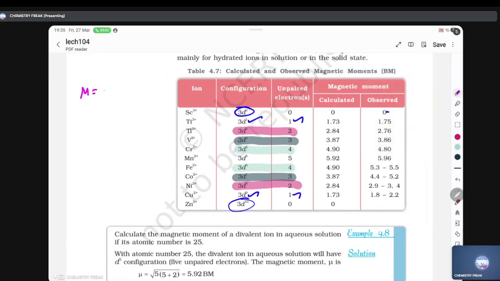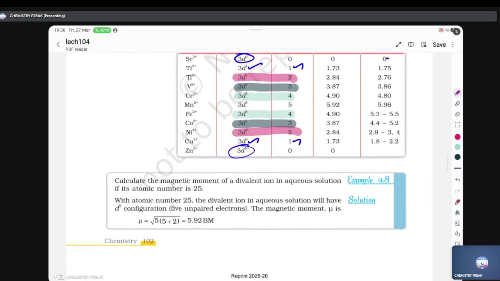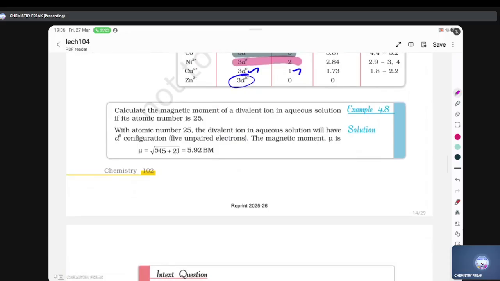From the unpaired electrons, you can calculate the magnetic moment. What is the formula? Mu equals root of n into n plus 2. So these are the calculated values and these are the observed values from the experiments. Okay? Check. And some questions may be asked from this part.